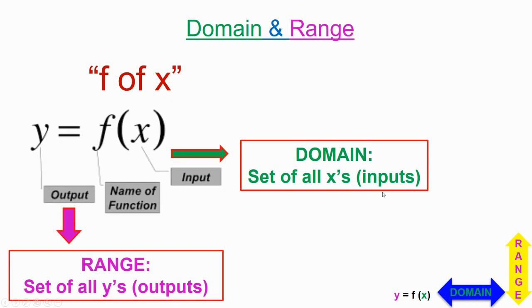And the domain, because it's all the x's, are all the horizontal x's. So all the x's is the domain. Notice that the domain is on the horizontal axis. And the range is all the y's, so it's on the vertical axis. So that's my little hint to you for all these remaining slides. The range is all the y's, the domain is all the x's. The x's are the inputs, and the y's are the outputs of the function.